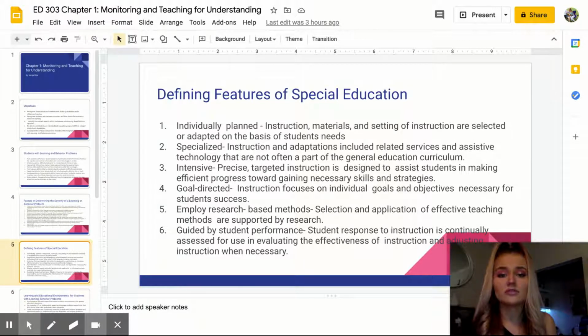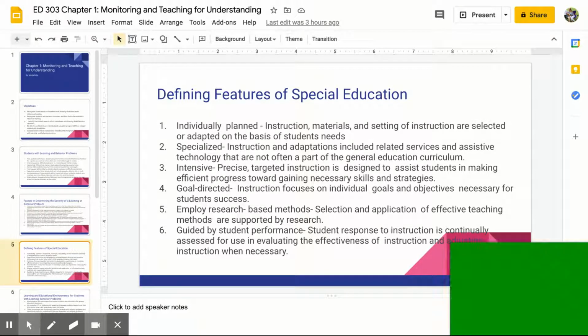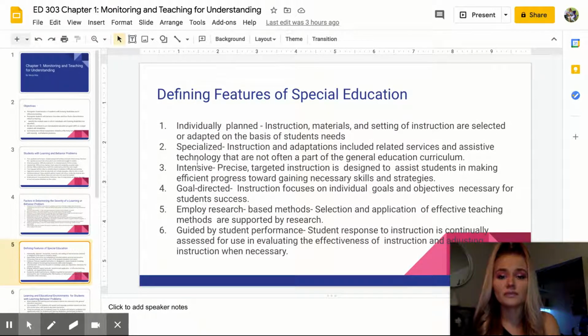To individually plan is to provide instruction material and a setting of instruction. Specialized is instruction and adaptations included related services and assistive technology that are not often a part of the general education curriculum. Intensive is precise, targeted instruction. Goal-directed is instruction focuses on individual goals and objectives necessary for the student's success.